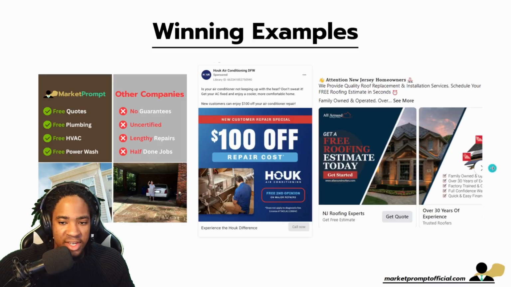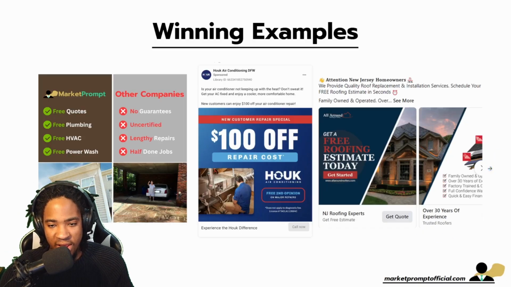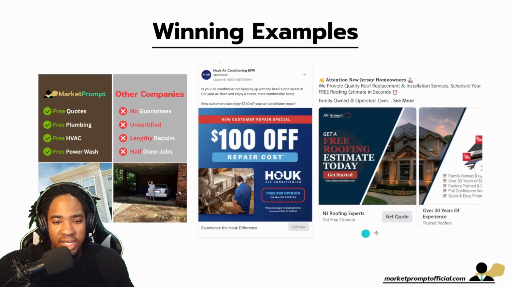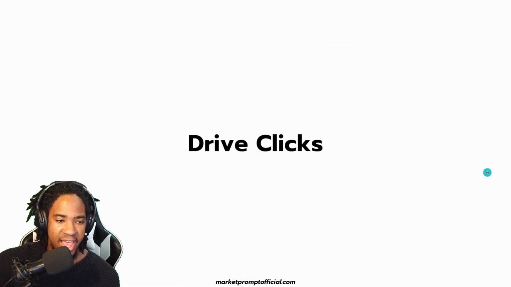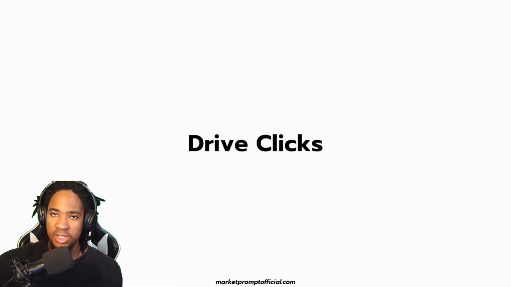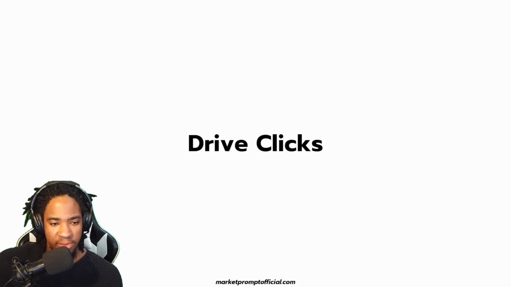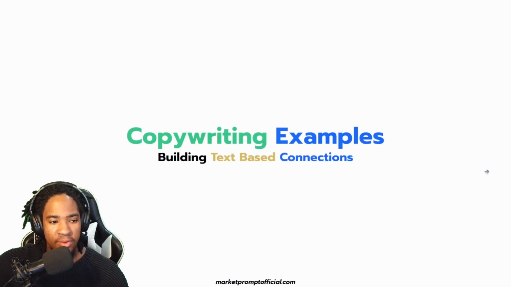Oh my goodness. If you have dynamic creative enabled on Meta Business Suite, you could probably get this to convert so well. So with the ads, it's to drive clicks. We want to get them onto our landing page. Nothing more, nothing less. Now we're going to go over copywriting examples.